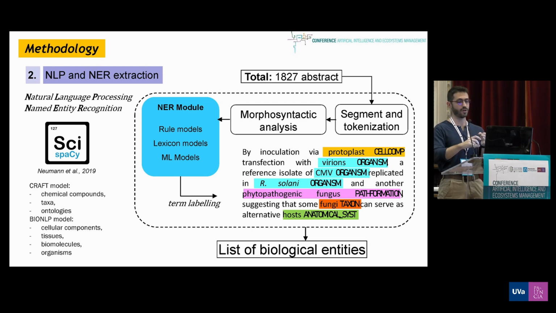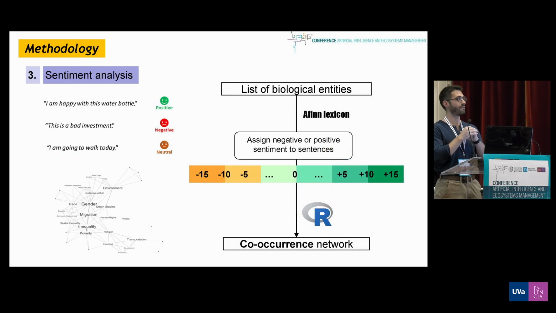Protoplasm is a cell component, virions is an organism, Ursuline is an organism, fungi is a taxon, hosts are an anatomical system. So it depends on the categories you train the model on; you end up extracting those categories from your text.